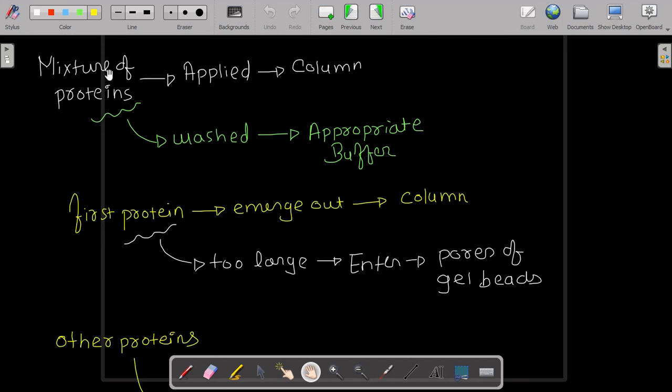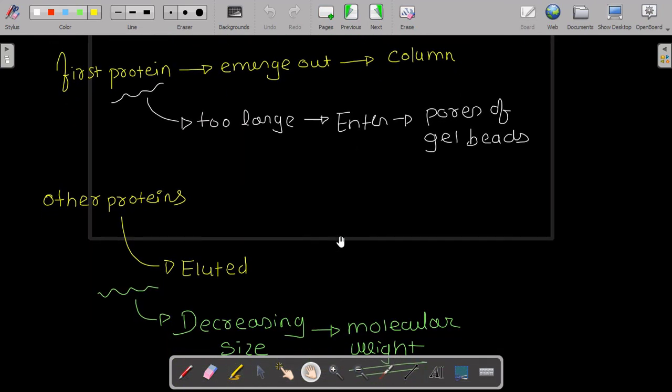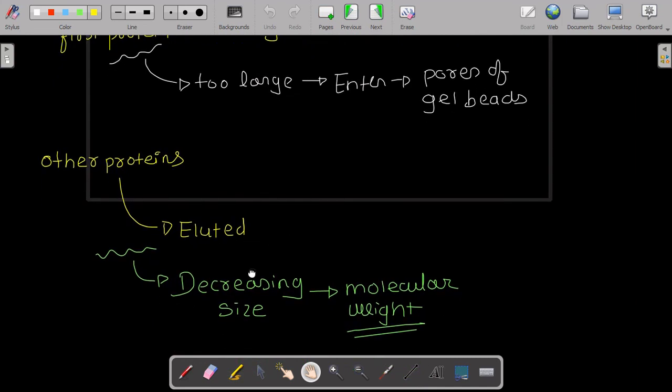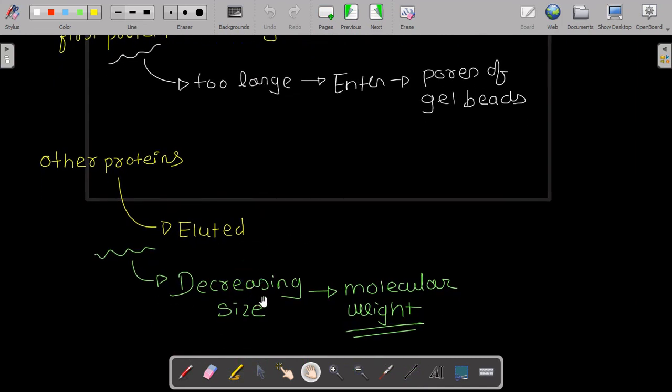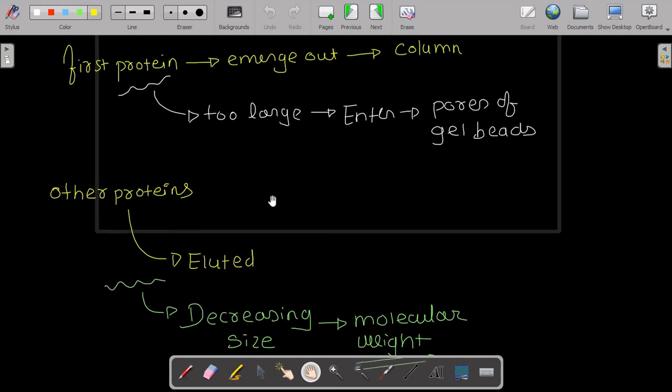So if a mixture of proteins is applied to the column, which we just saw, and washed with an appropriate buffer, then the first protein that will emerge out of the column will be too large to enter the pores of the gel beads. The other remaining proteins will be eluted according to their decreasing molecular weight. As the molecular size decreases, they will be eluted out accordingly.